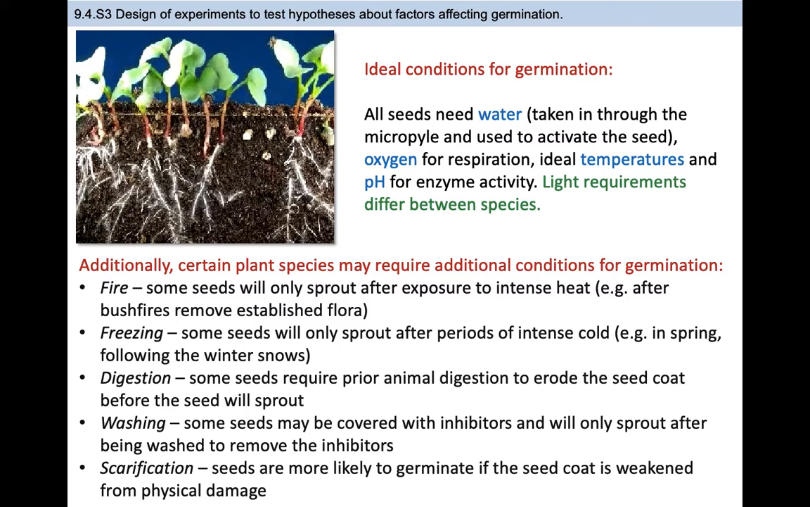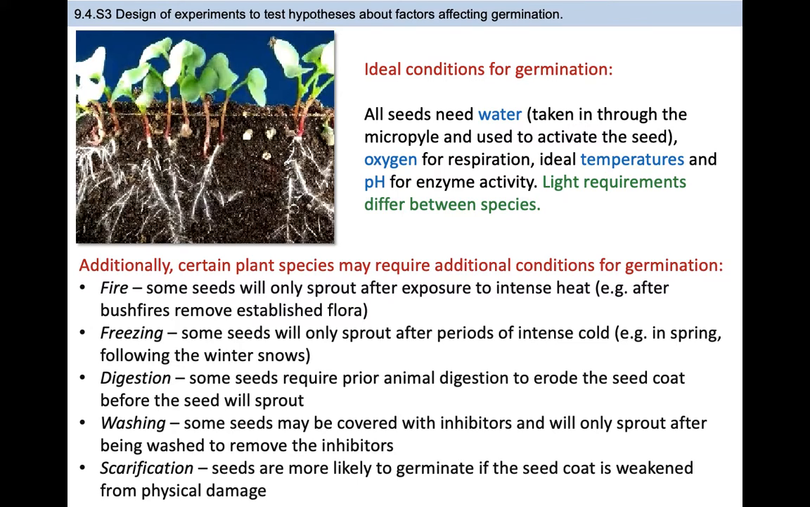It also needs oxygen for respiration so that it can make energy and allow it to grow, and it needs to be at an ideal temperature so that the enzymes can function best, as well as pH. Now, depending on the species, there could be light requirements. Some seeds may not require there to be light, where some might. There are some interesting other conditions that some plants require in order for germination.